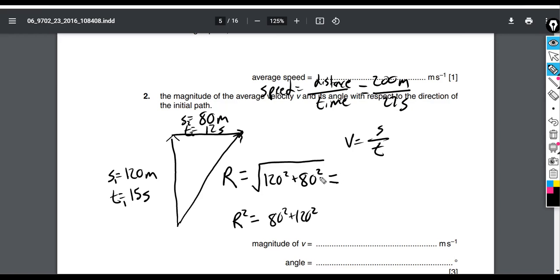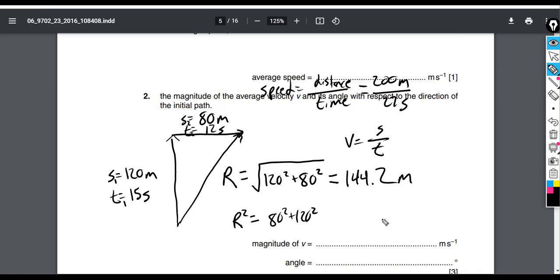80 squared is... so check it again, 80 is incorrect. We gotta do 80 squared plus 120 squared and then take the square root. 144.2, and there's more, right? So maybe that's okay, just leave it like that for now. Because remember, that's not a final answer. We're not reporting that as anything.